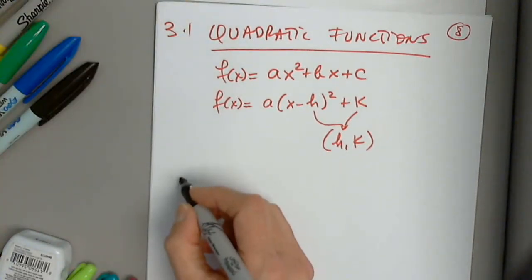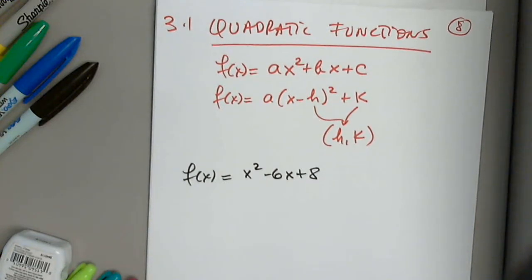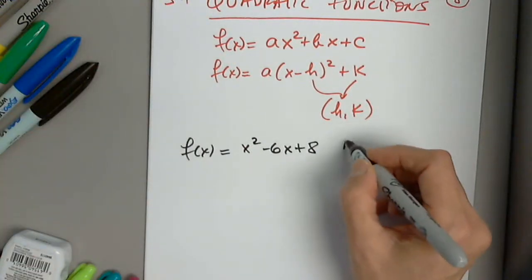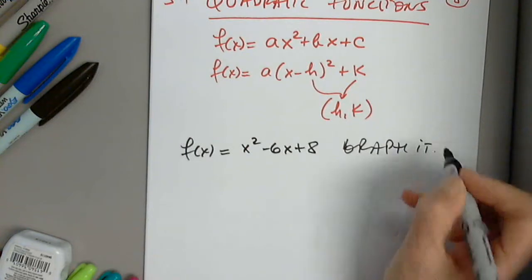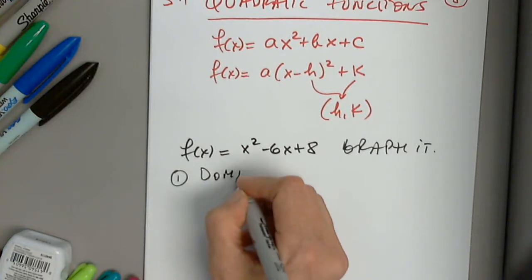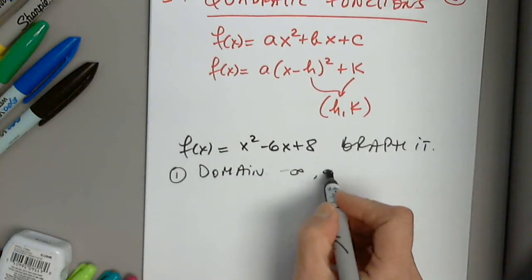So for example, let's say f of x equals x squared minus 6x plus 8. What type of function is this? Thank you. So we're asked to graph it. We're going to go through 7 steps, maybe even 8. The first one, domain. And this is true for any polynomial function. What is the domain of any polynomial function? Absolutely, always. So domain negative infinity to positive infinity.